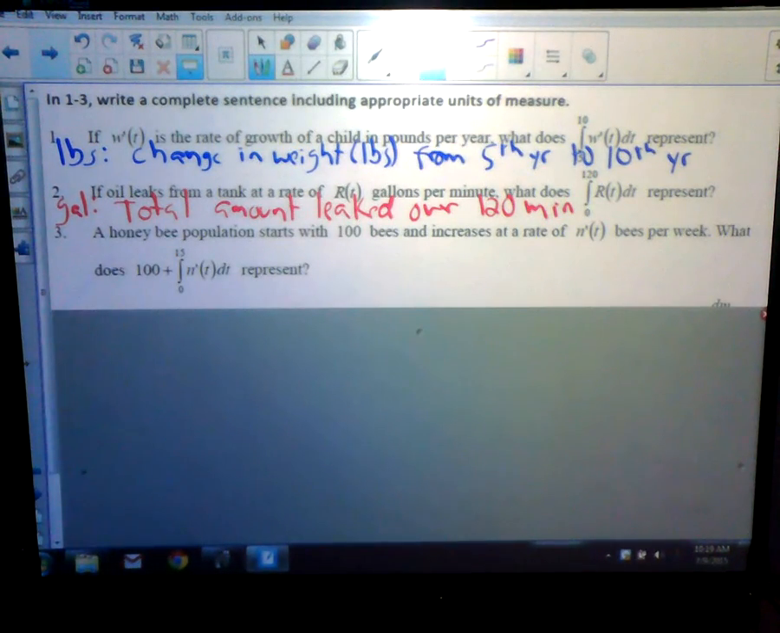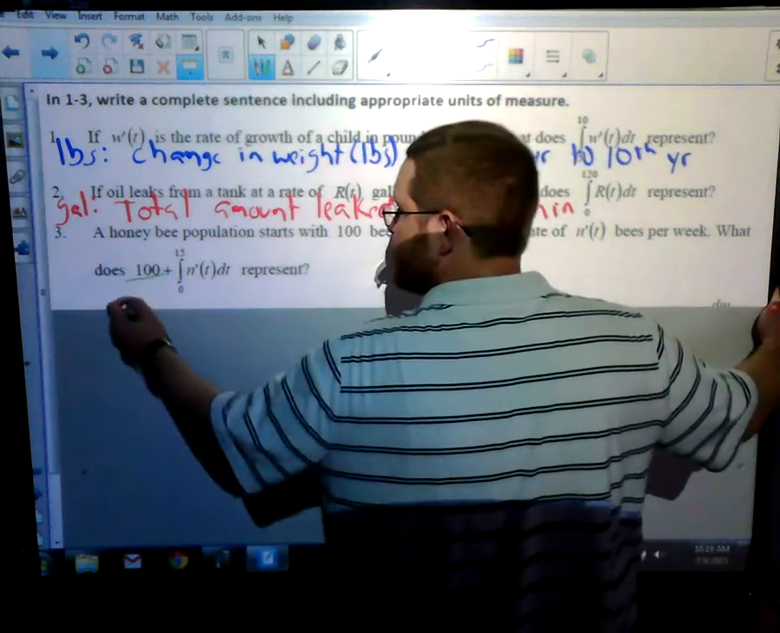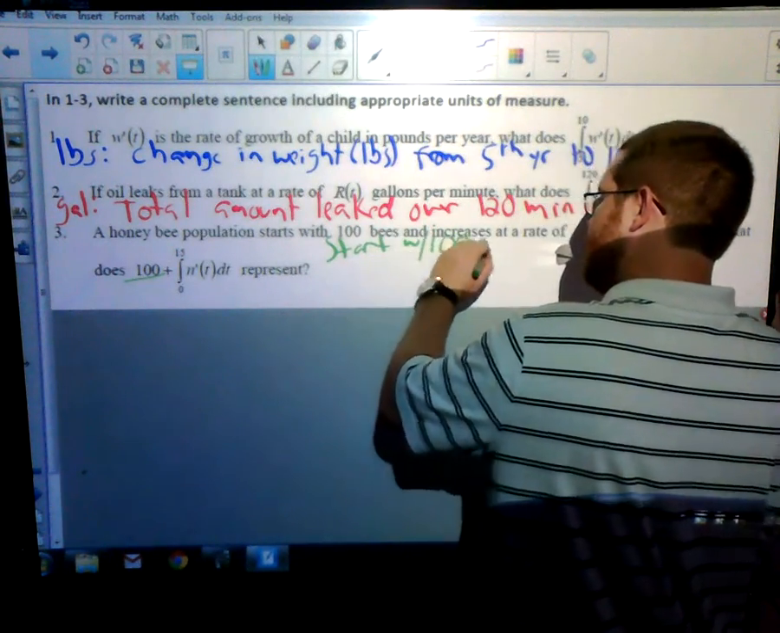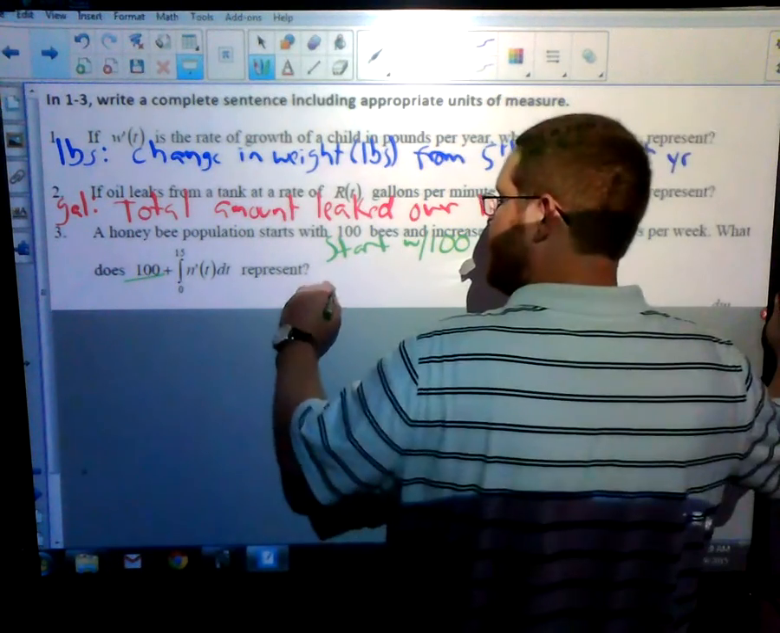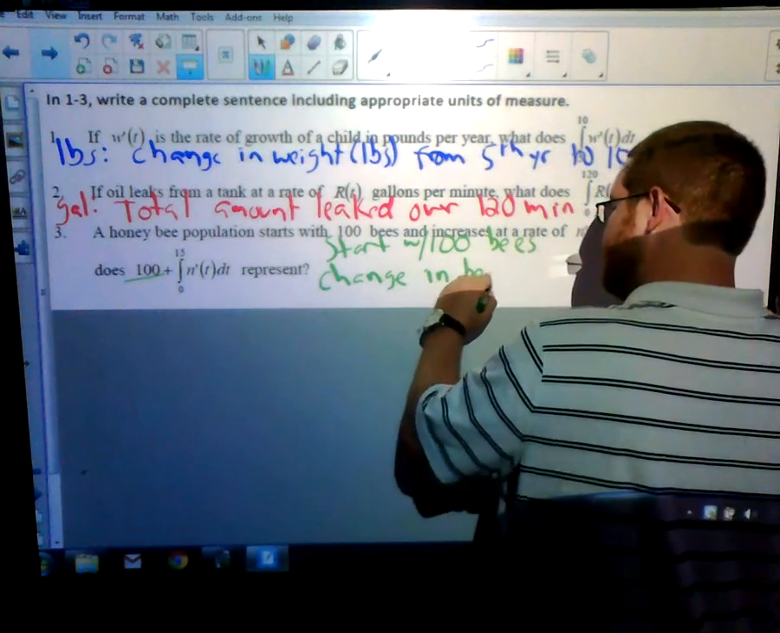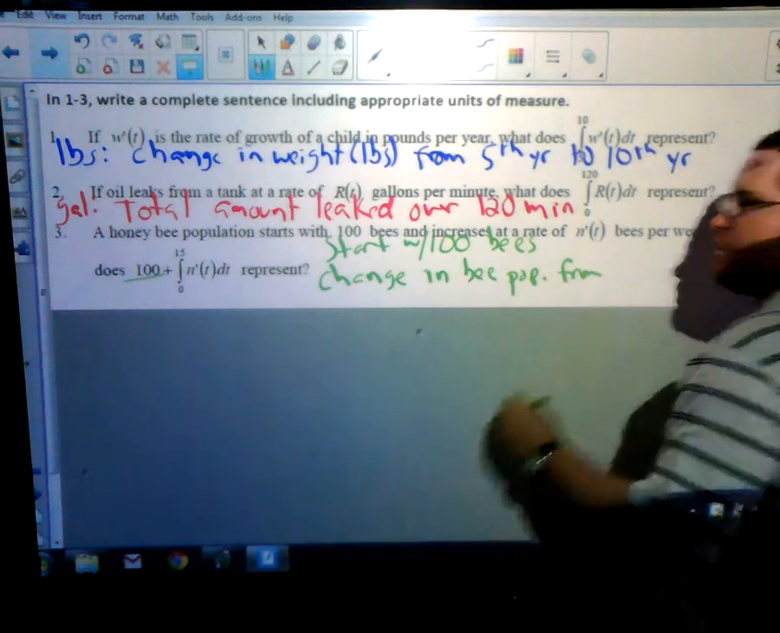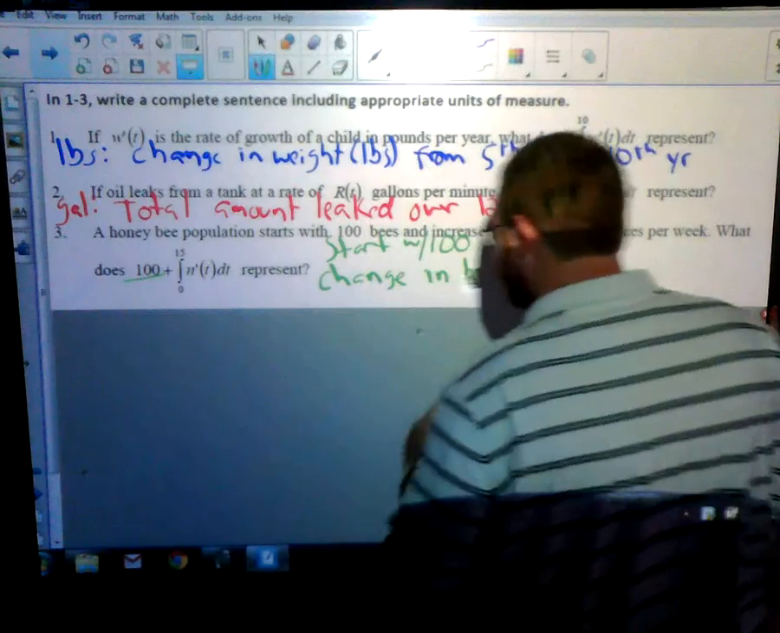A bee population starts with 100 bees and increases at a rate of that many bees per week. What does this represent? Well, what does the 100 represent? You start with 100 bees. It told you that to begin with. What does this represent? It represents the change in the bee population over 15 weeks.